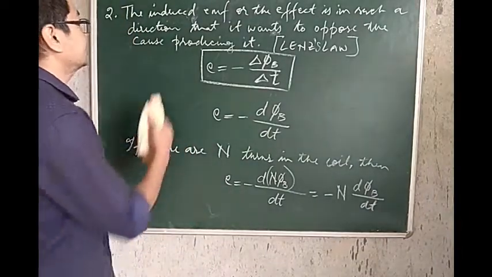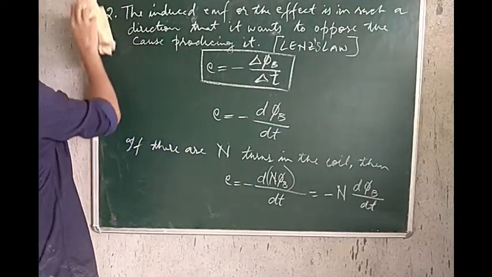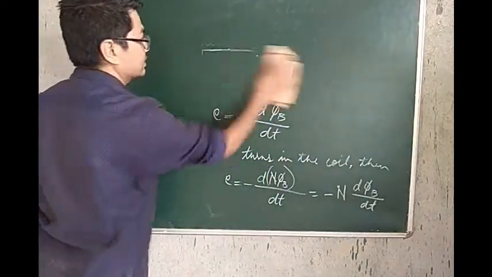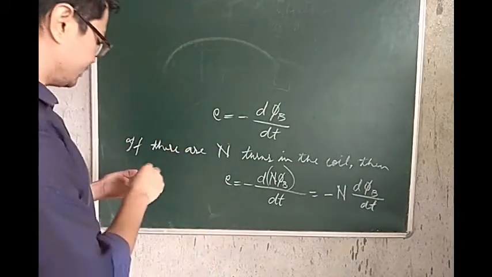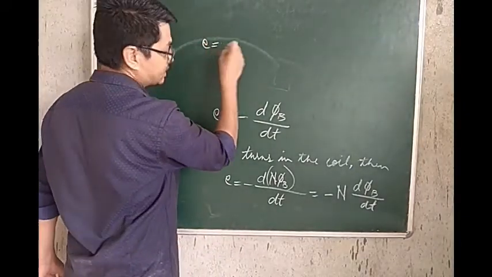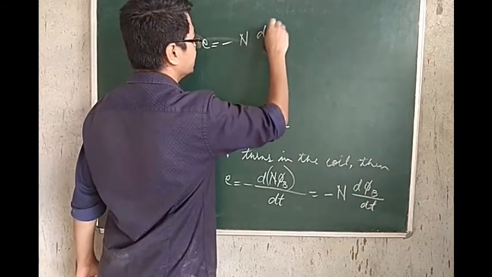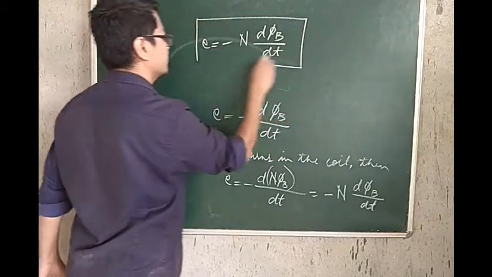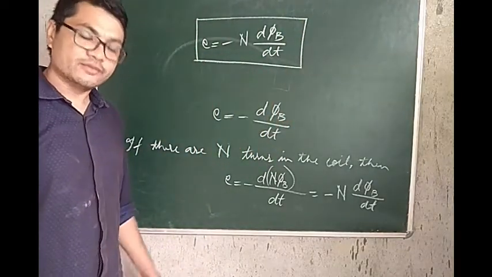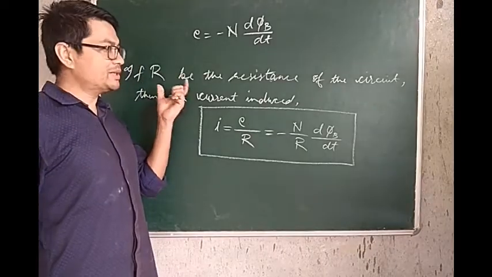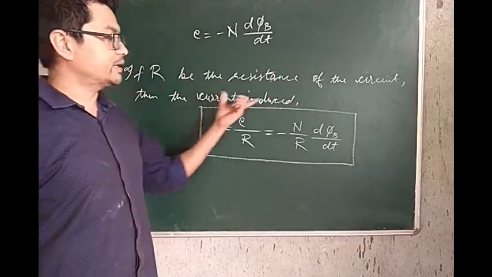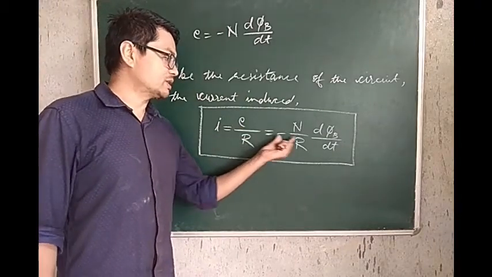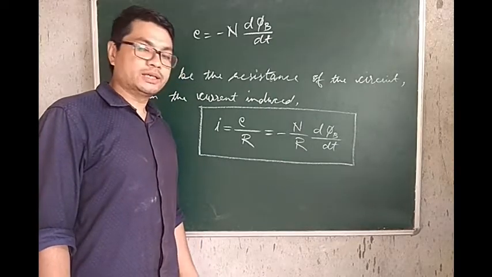Alright, so this is another equation. Can I erase this? I hope you have copied. So we can finally write E is minus n d phi b by dt. This is the final expression for Faraday's laws. Now if R be the resistance of the circuit, then the induced current I is equal to E upon R according to Ohm's law, which is equal to minus n upon R d phi b by dt.